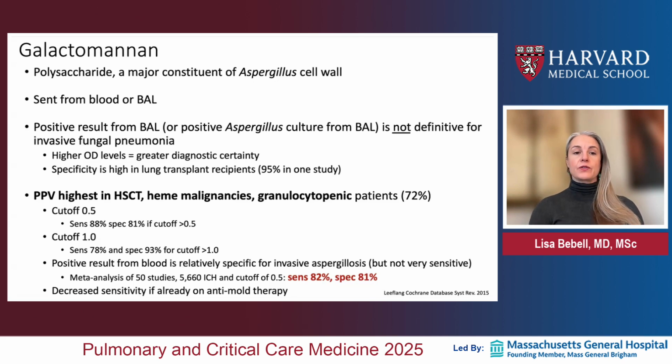The cutoff generally used is 0.5, where there's a sensitivity and specificity of 81%, or a cutoff of 1.0 in populations where the incidence is lower, where the specificity goes up but the sensitivity is lower. So different institutions use different cutoffs. A positive result from blood, however, is relatively specific for invasive aspergillosis but has a lower sensitivity. A meta-analysis showed that the cutoff of 0.5 for blood had a sensitivity and specificity around 80%. What you should remember, though, is if your patient is already on anti-mold therapy, the sensitivity will be lower. So keep that in mind and don't let that fool you.